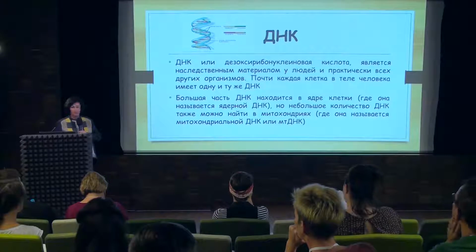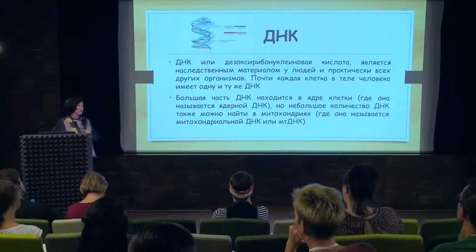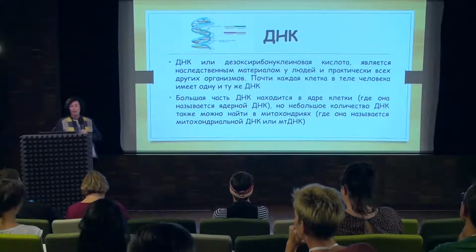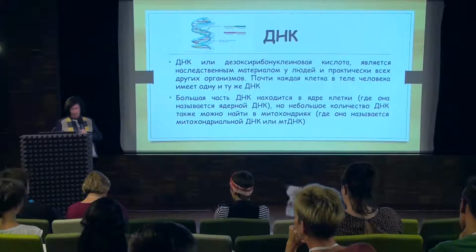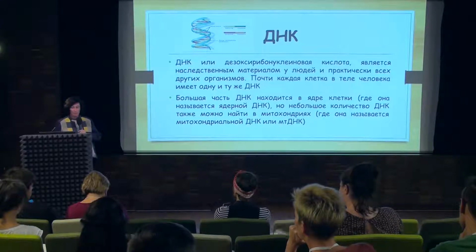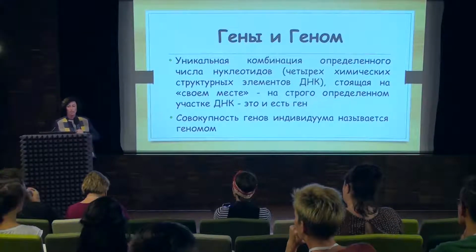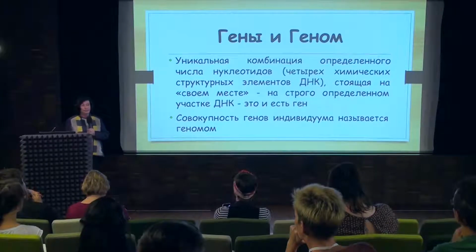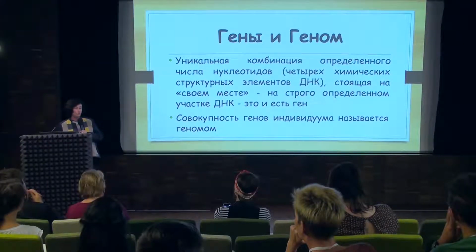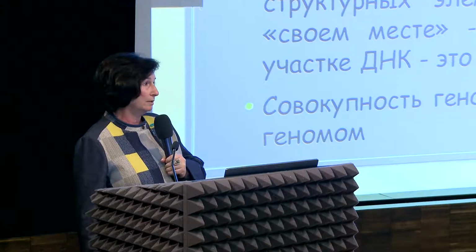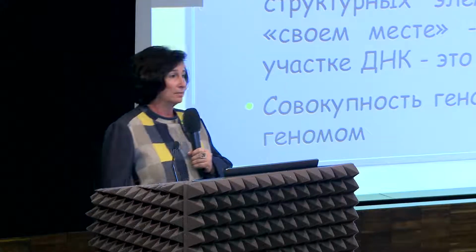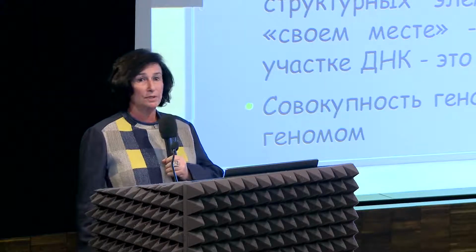So, all living organisms have DNA. Every cell, practically, has the same set of DNA. Most of it is present in the nucleus, but a group of DNA molecules is present in mitochondria. Genes. Every DNA molecule is built up of 4 structural elements. And this unique combination of these elements, which is present in a certain site of the DNA, is a gene. All genes together are called a genome.